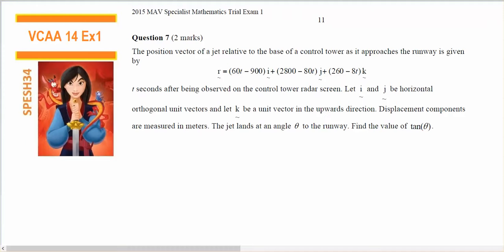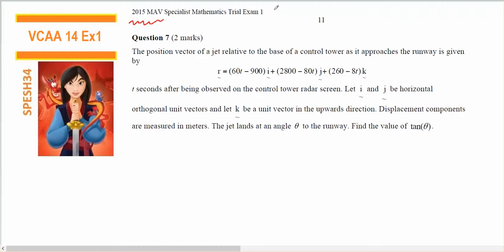This is for Year 12 Specialists. It comes out of MAV 2015, so it's an old paper, and it's exam 1. It's about projectiles. Now, projectiles aren't specifically stated in the study design, but they weren't stated in the documents about being removed. But I've only seen a trial exam where there was a projectile question.